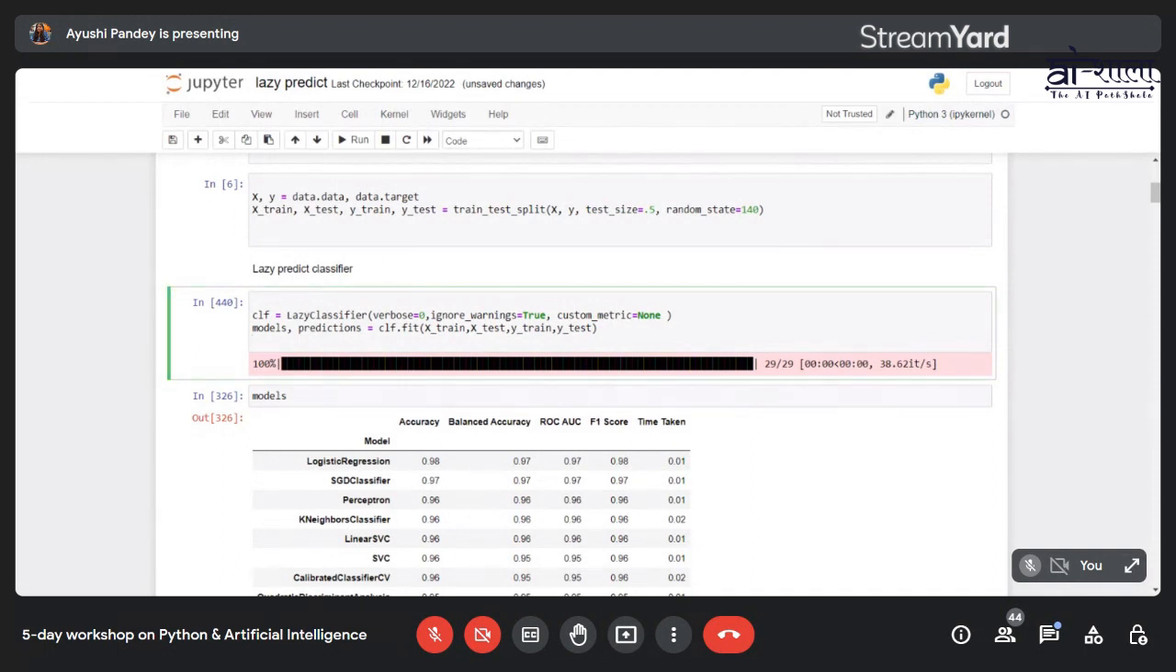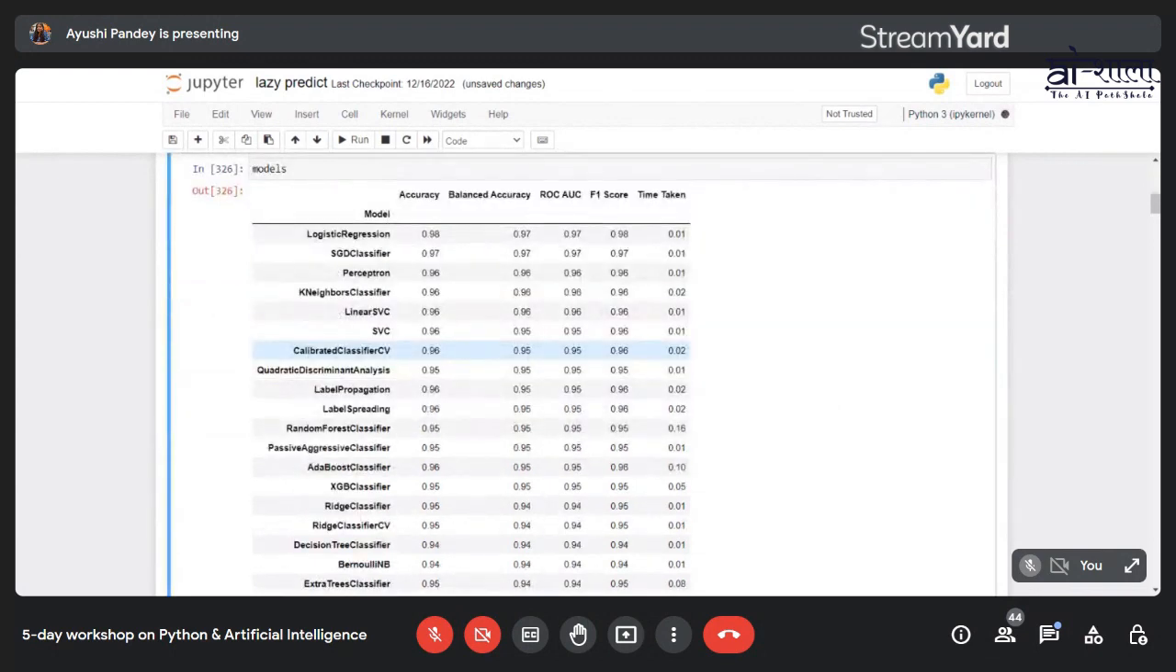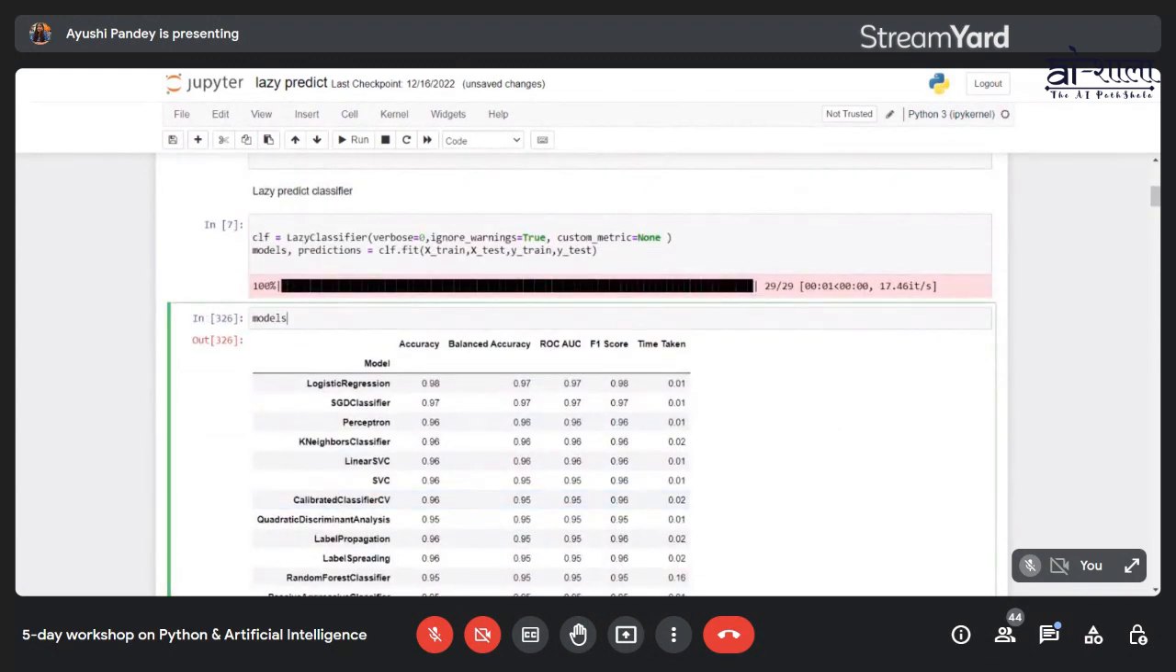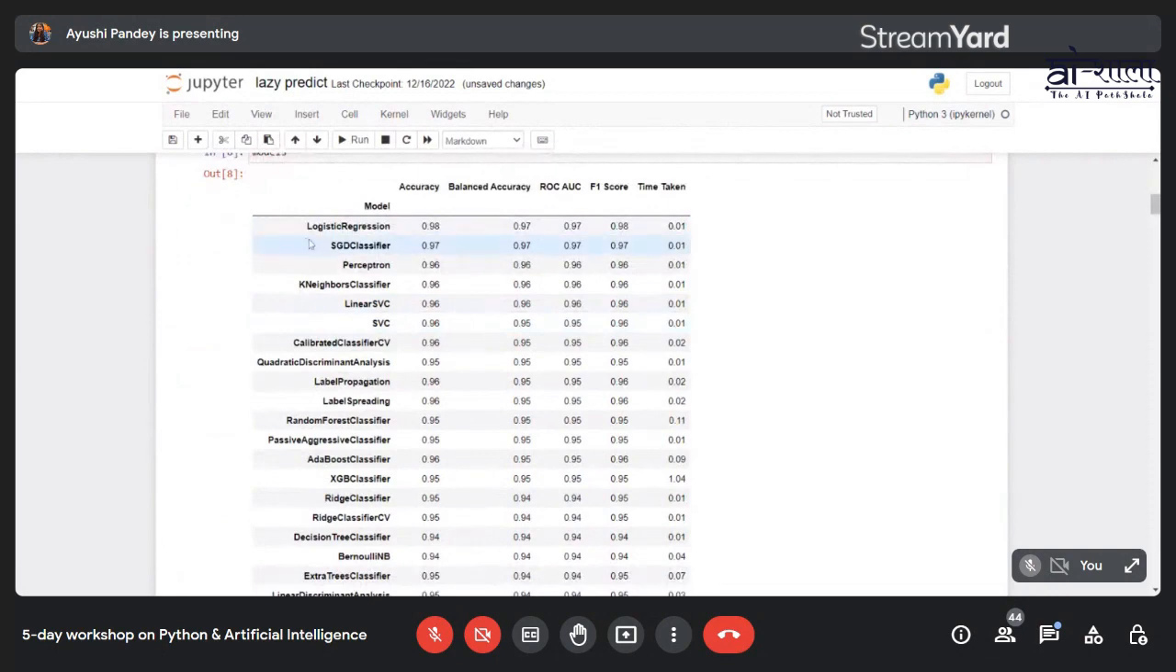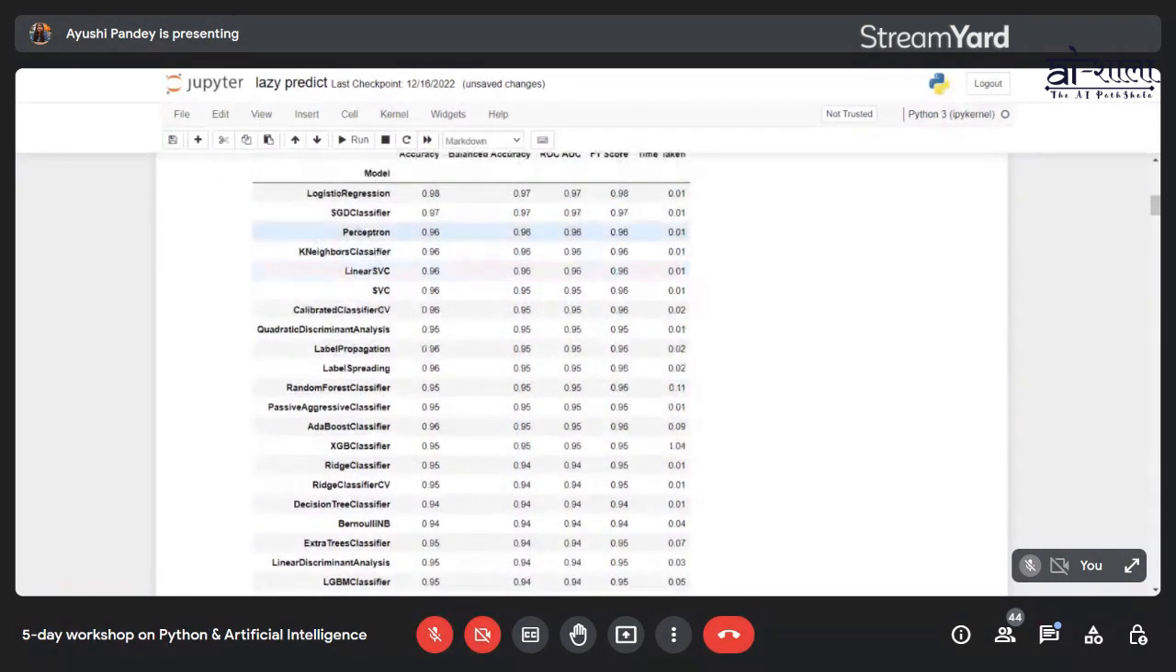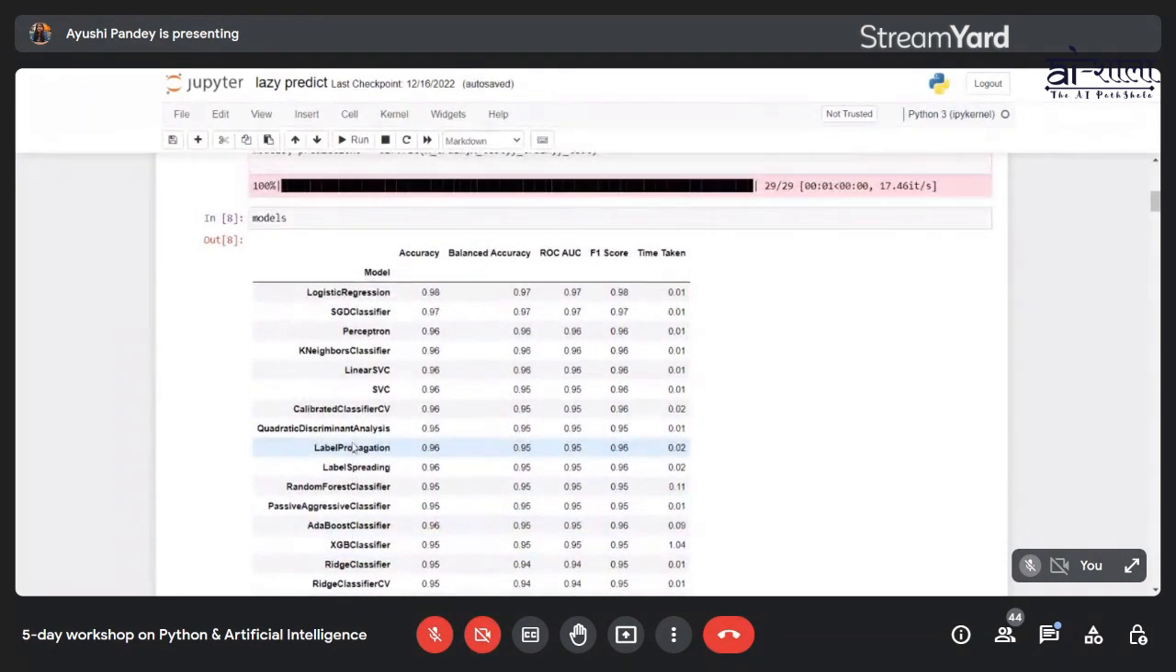So what happens? This classifier gives me accuracy for the 20, 30 classification models. And from that, I can make out, okay, logistic regression is giving me 98%. This is one type of classification. So it is giving me 98%, so I can take this model and fine tune it.